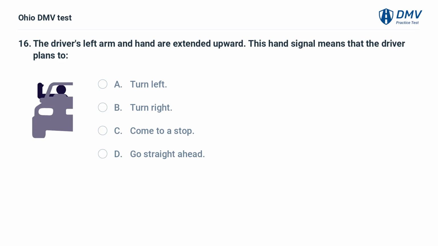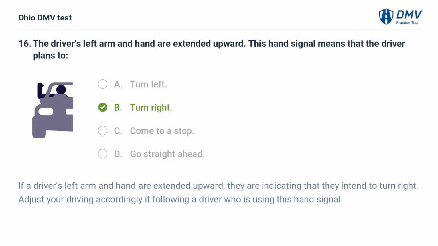The driver's left arm and hand are extended upward. This hand signal means that the driver plans to A. Turn left. B. Turn right. C. Come to a stop. D. Go straight ahead. B. Turn right. If a driver's left arm and hand are extended upward, they are indicating that they intend to turn right. Adjust your driving accordingly if following a driver who is using this hand signal.